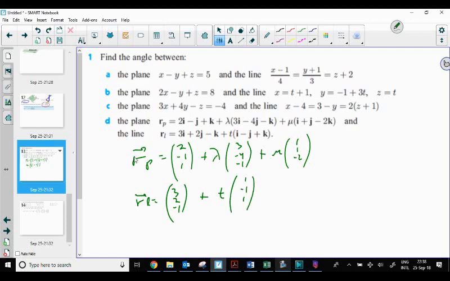Okay, I want to use the normal vector for the plane and the direction vector for the line. So the normal vector for the plane, I need to take the cross product of (3, -4, -1) and (1, 1, -2). When we do that, we're going to get (9, 5, 7).